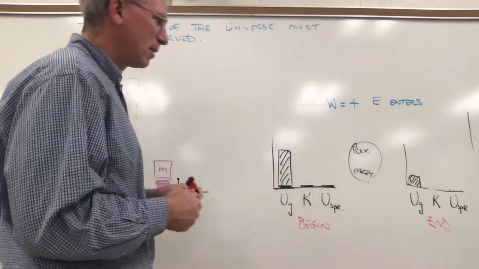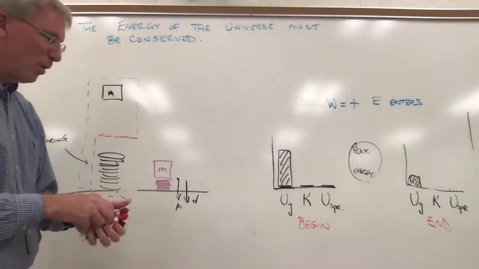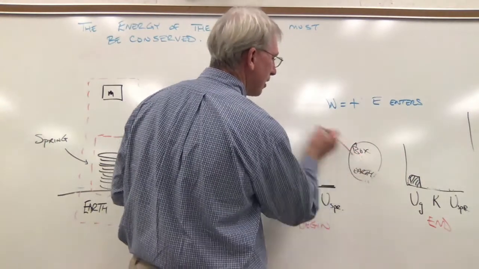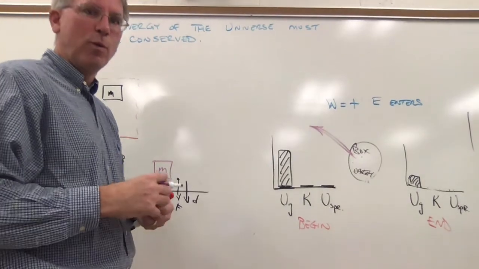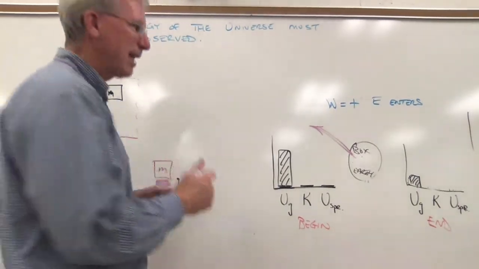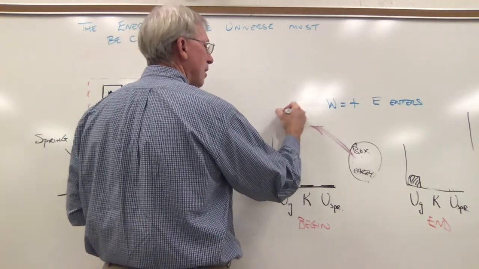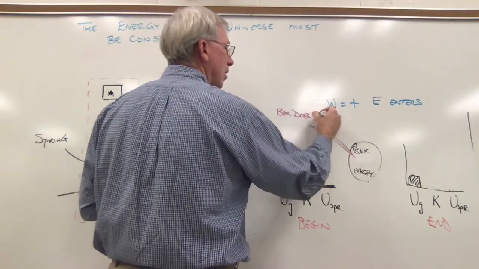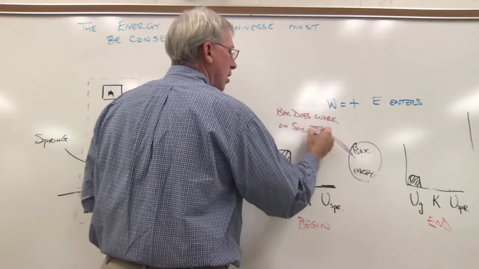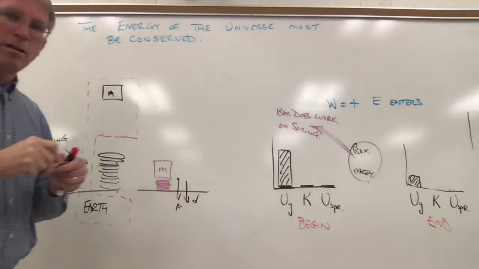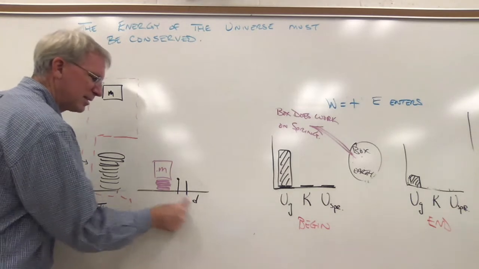Well, the box and the Earth are doing work on the spring. So what we have is that the box and the Earth are doing work on the spring, so we're actually losing that work. So work is leaving the system. Okay, so wait, how's that work? So let's take a look at this.